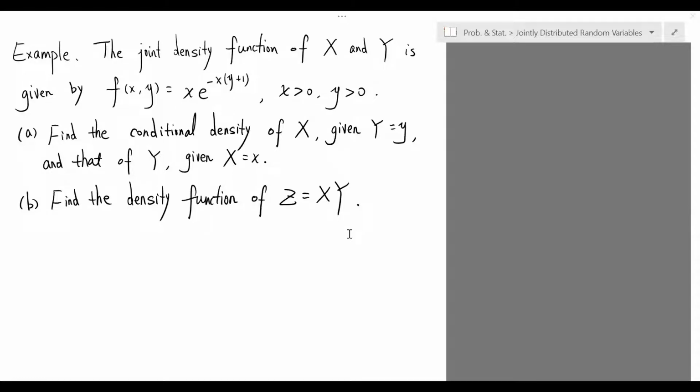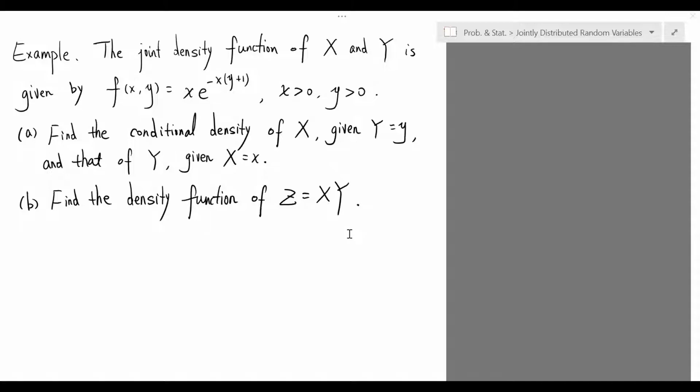This is the fourth example on the conditional distribution. In this problem, the joint density function of capital X and Y is given by f of x comma y equals x times e to the negative x times y plus 1 when both x and y are positive.